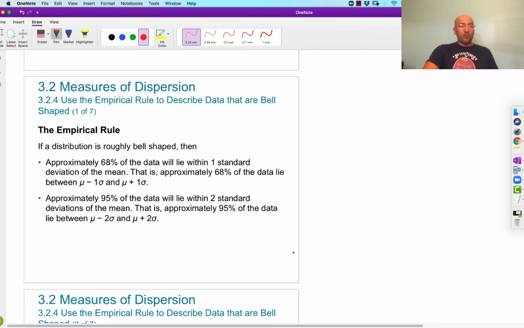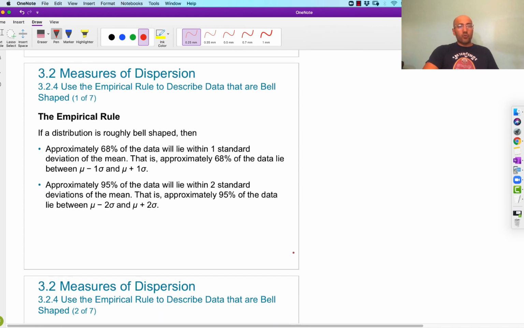Okay, almost done with this section. The empirical rule. So if a distribution is roughly bell-shaped, approximately bell-shaped, then the empirical rule says that approximately 68% of the data will lie within one standard deviation of the mean. That is, approximately 68% of the data will lie between mu minus 1 sigma and mu plus 1 sigma.